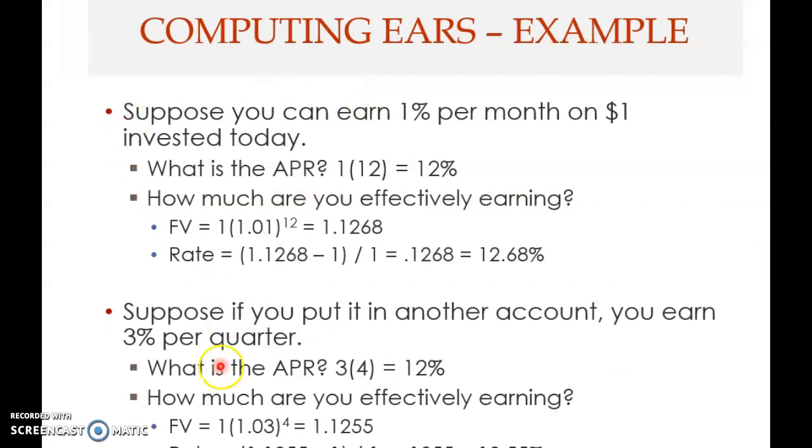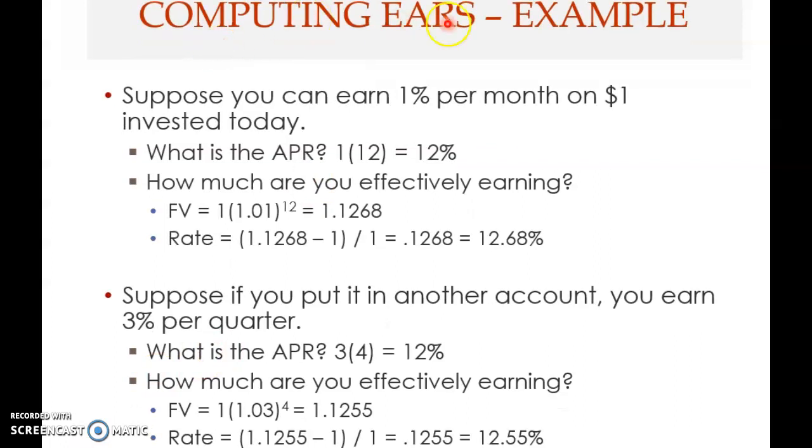Okay, let's look at computing the EAR. This is an example here. Suppose you can earn 1% per month on $1 invested today. What is the APR? Now this is a simple question, just like what we did previously. This 1% per month, this is a period rate. That means 1% interest will be compounded in 1 month. Okay, and this $1 is just the present value now. Now the question is, what is APR?